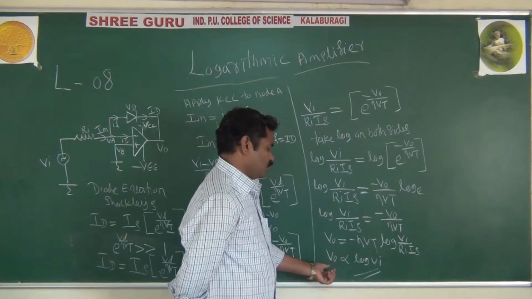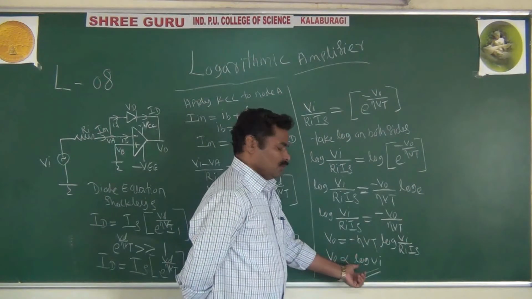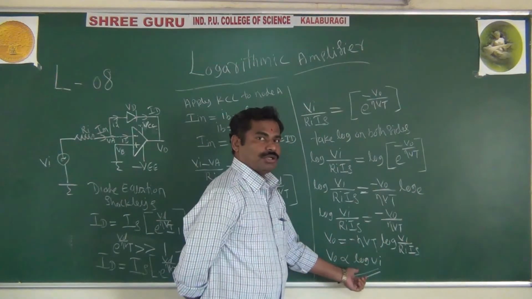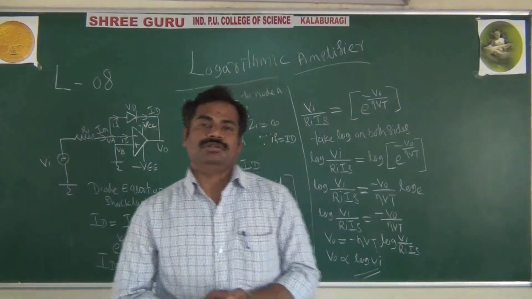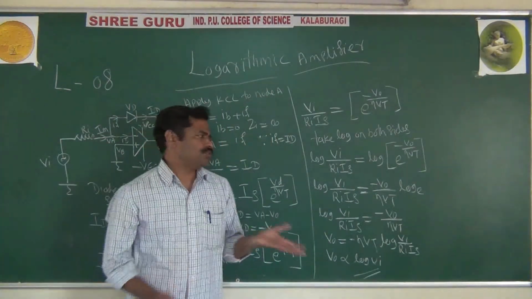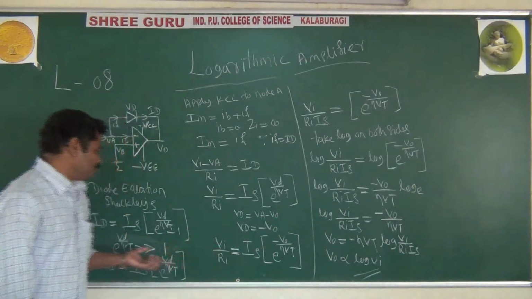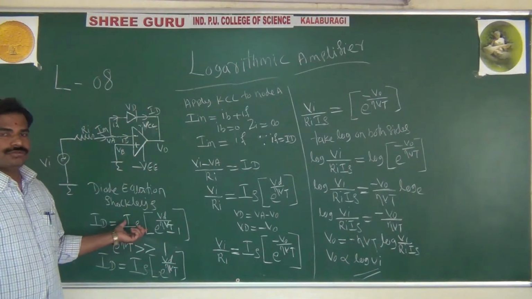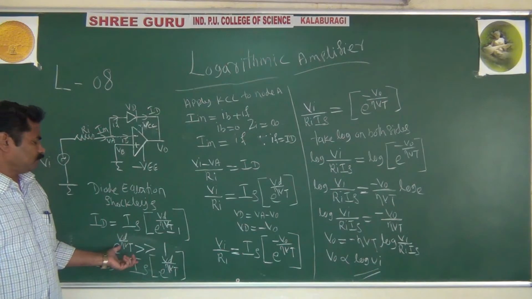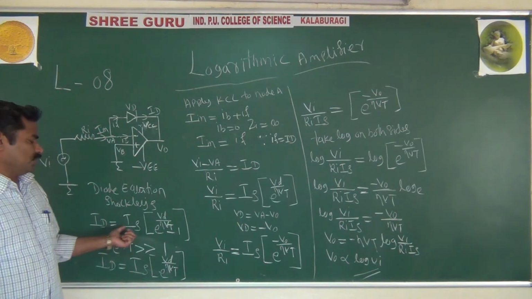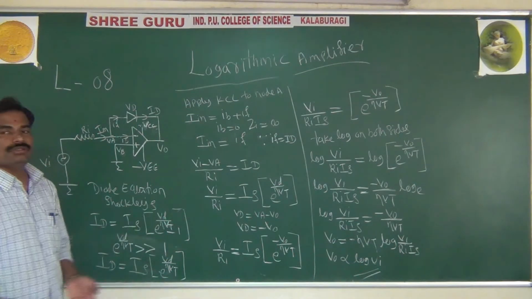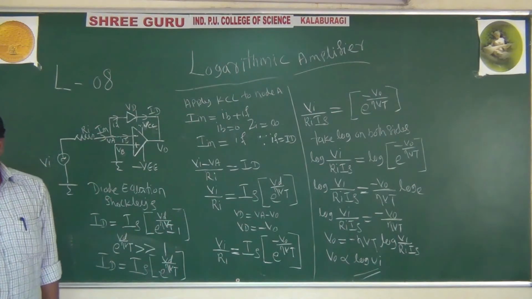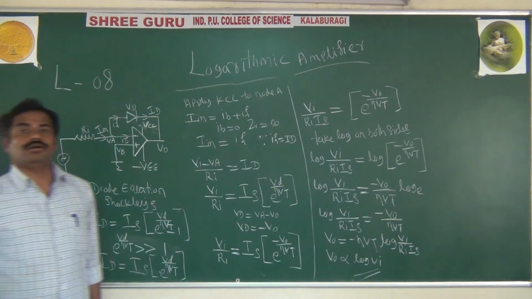That's why the output voltage is proportional to the log of the input voltage. This is the very simple derivation for the logarithmic amplifier. Very simple. Only you have to remember this diode equation. The remaining is very simple. As I said, ID is Is e raised to Vd by eta into Vt minus 1. This is a simple way of understanding the logarithmic amplifier.